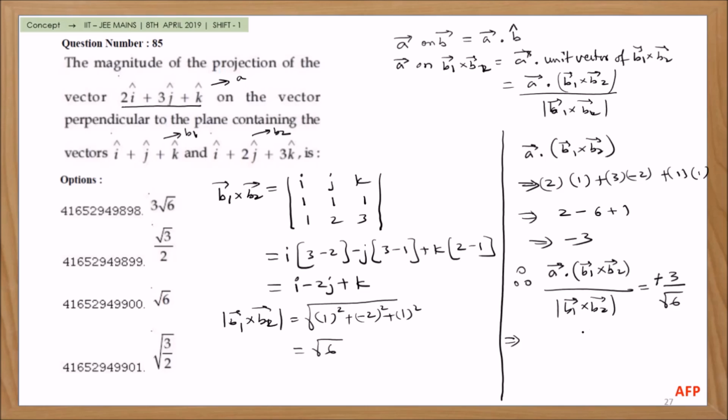So next, here 3 divided by root 2 root 3, since root 6 can be written as root 2 root 3. Rationalizing, root 3 multiplied by root 3, you have to divide it. What are you getting? 3 root 3 divided by 3 root 2, which is nothing but square root of 3 by 2. Fourth option it follows.